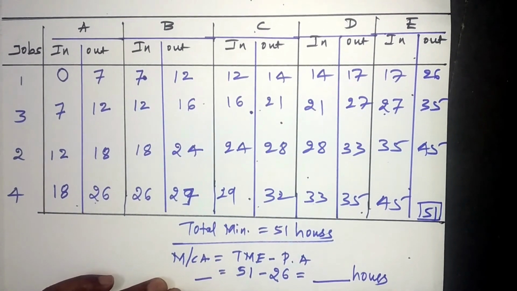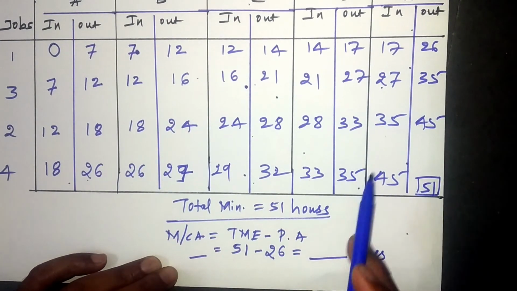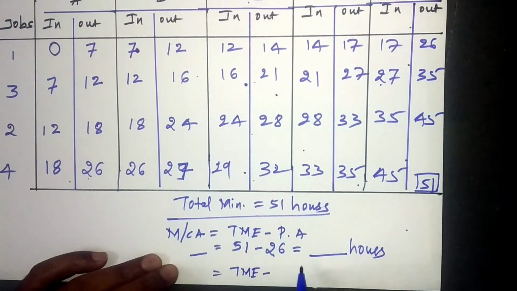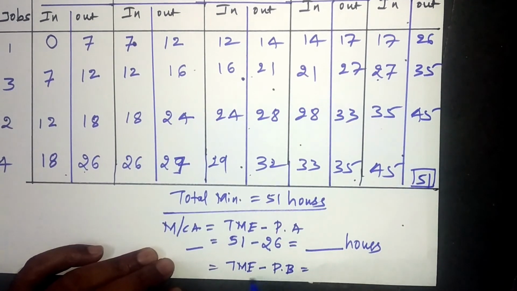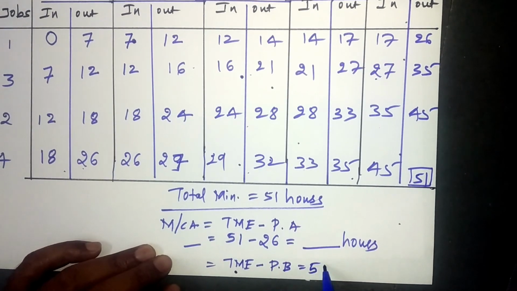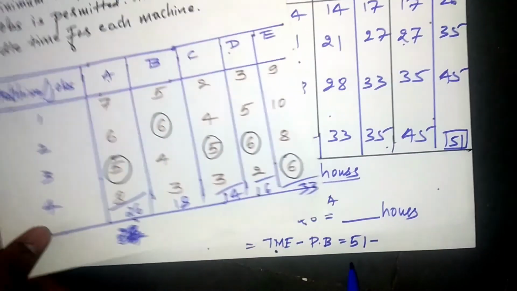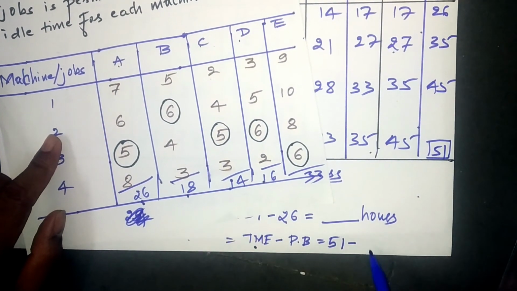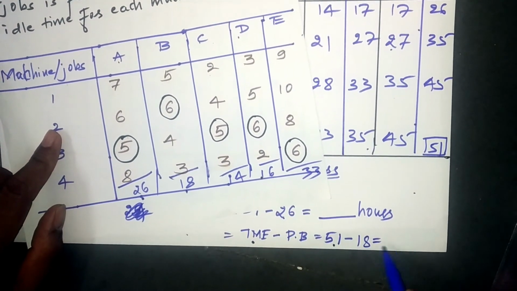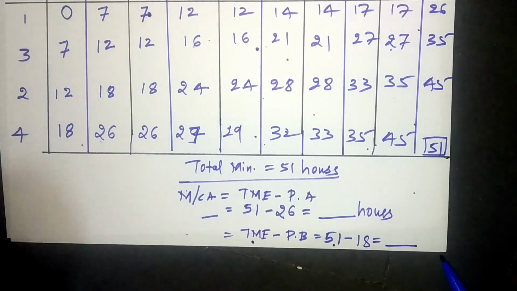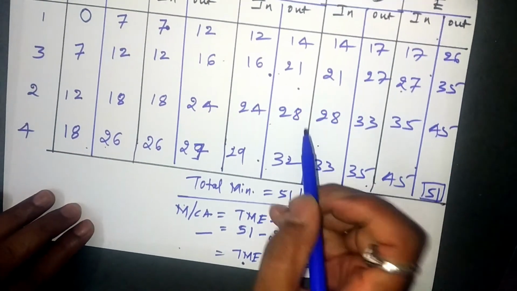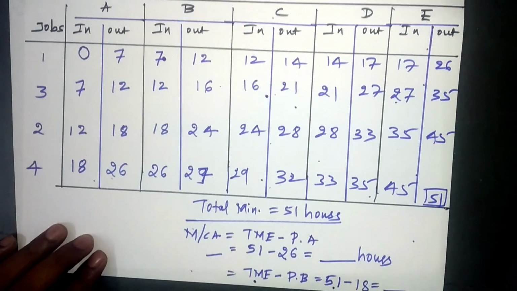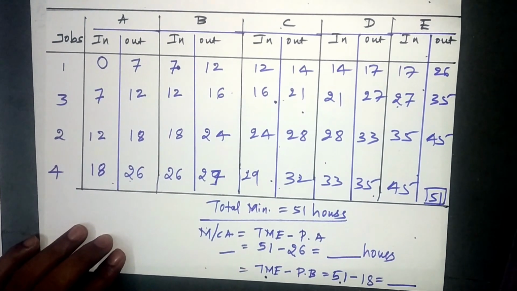Now similarly, we can write it for machines B, C and D with the same formula. The formula will remain the same, that is total minimum elapsed time minus the processing time for machine B. The 51 will remain constant, and we have to subtract the processing time for machine B. Here the total is 18 hours, so we subtract this 18 from 51. You will get the idle time for machine B. Similarly, you can find the idle time for C, D and E. So this is how we need to calculate the sequence, the elapsed time and the idle time.